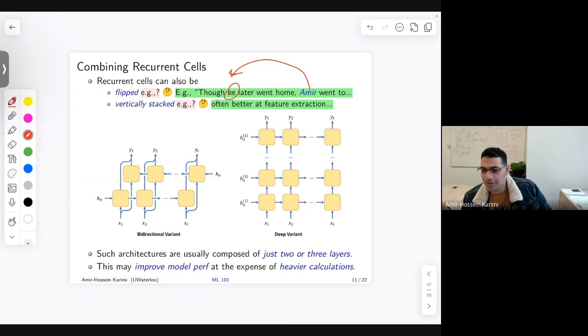Vertically stacked, why do we do that? Why do we add more layers? Because they're often better at feature extraction as long as our data and our algorithm can scale with it.